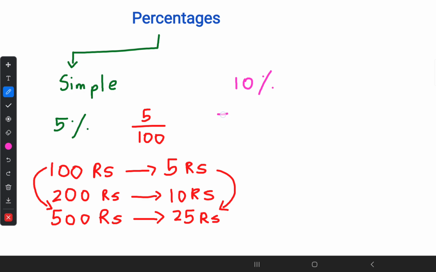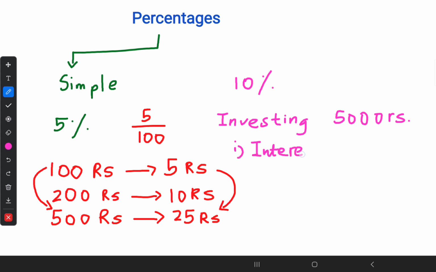If a person is investing 5,000 rupees in my company, okay, he is investing 5,000 rupees. So here we have to find two important things. First thing is, what is the amount of interest that person will receive at the end of the year? First, interest for a year. For 1 year, how can we find that? We have enough data here. The investment we know and the percentage we also know.